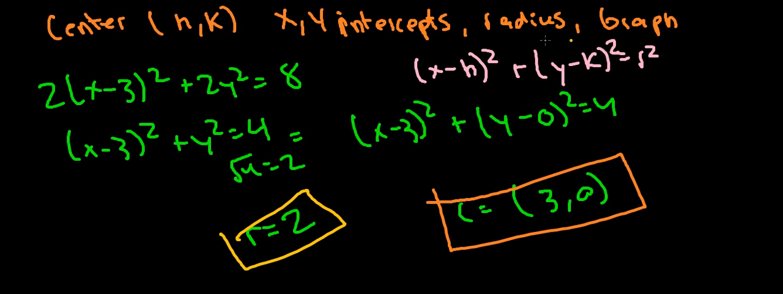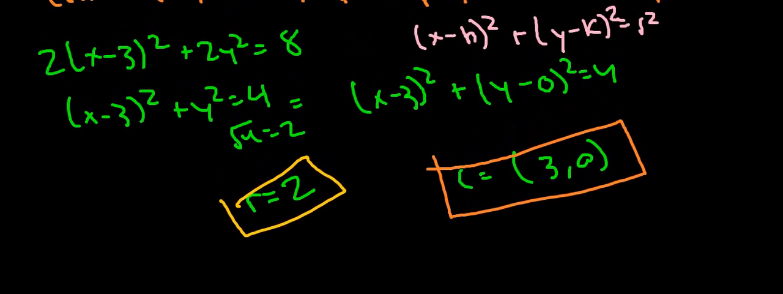So now we need to find the x, y intercepts. The number of intercepts a circle has just depends on where it is. A circle can have 0 intercepts, 1 intercept, 2 intercepts, 3 intercepts, or 4 intercepts. Those are the only options available. So let's find out how many intercepts we have.